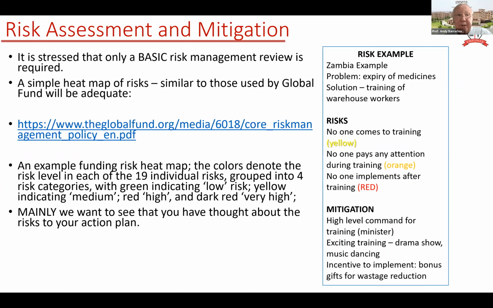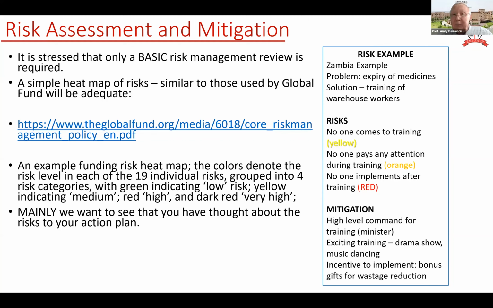This risk assessment is to understand, all we're asking for is a very, very basic risk management assessment. That you've looked at what could go wrong in my action plan and what I could do about it if it does go wrong. And we talk about a heat map. That's basically the traffic light system of green, amber, red for the risks. So we look at the risk level for each of the risks and put that forward. Mainly we want to see that you've thought about what could go wrong.